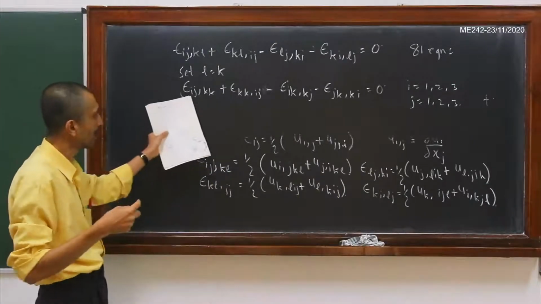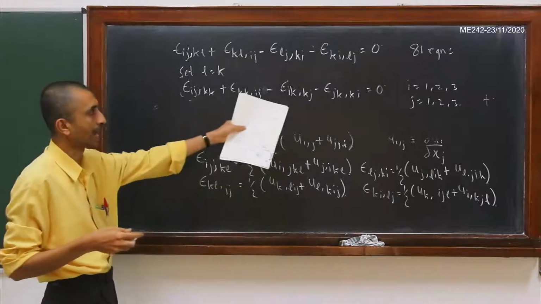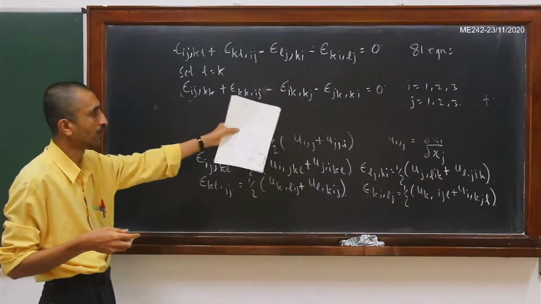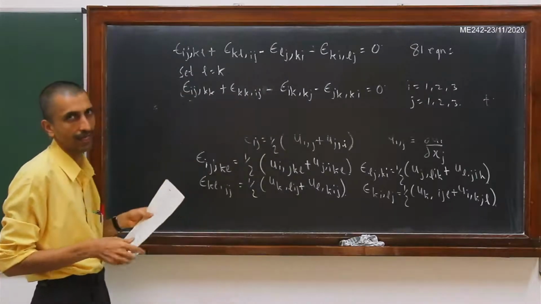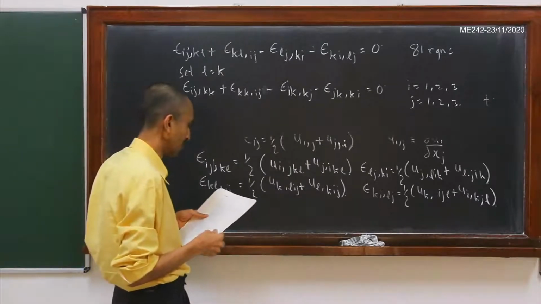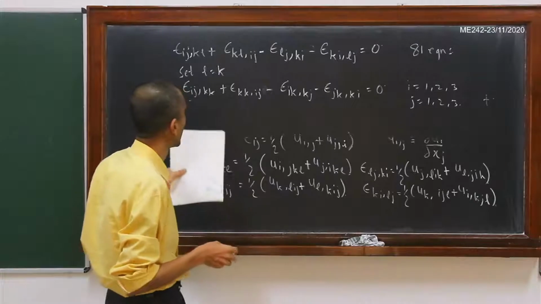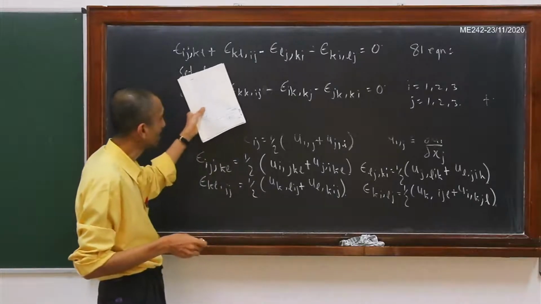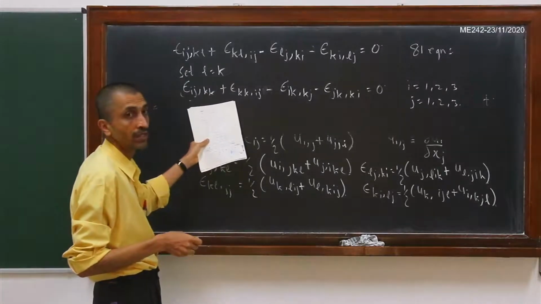I mean, it looks like these are 9 equations, because i and j are running from 1 to 3, but as I said, there is a symmetry in this, so that ij is equal to ji. So actually this is a set of only 6 equations. So basically these 81 equations will reduce to these 6 equations.